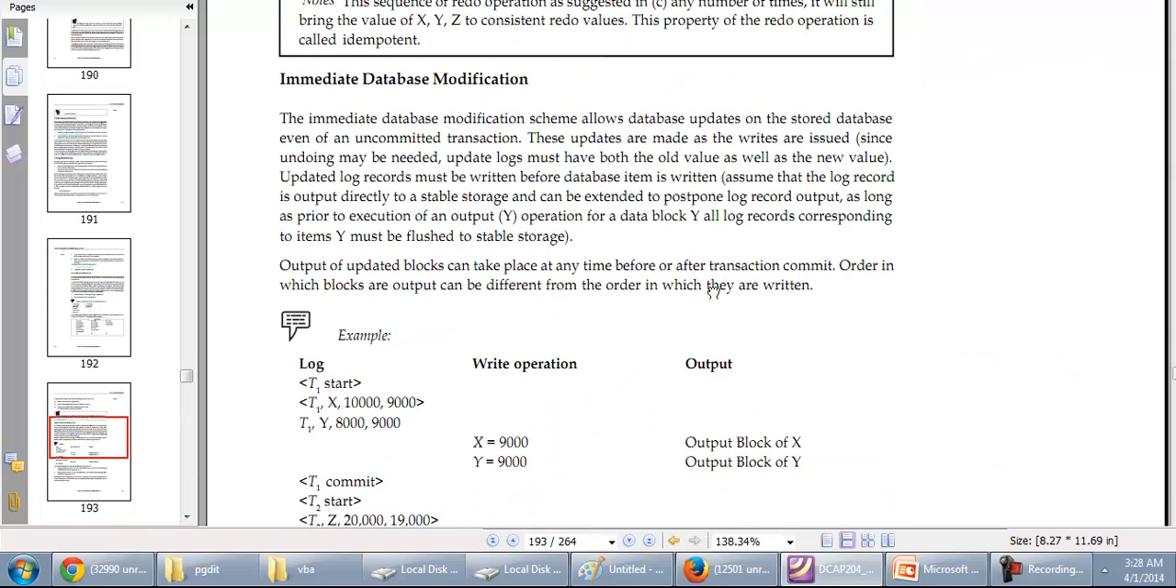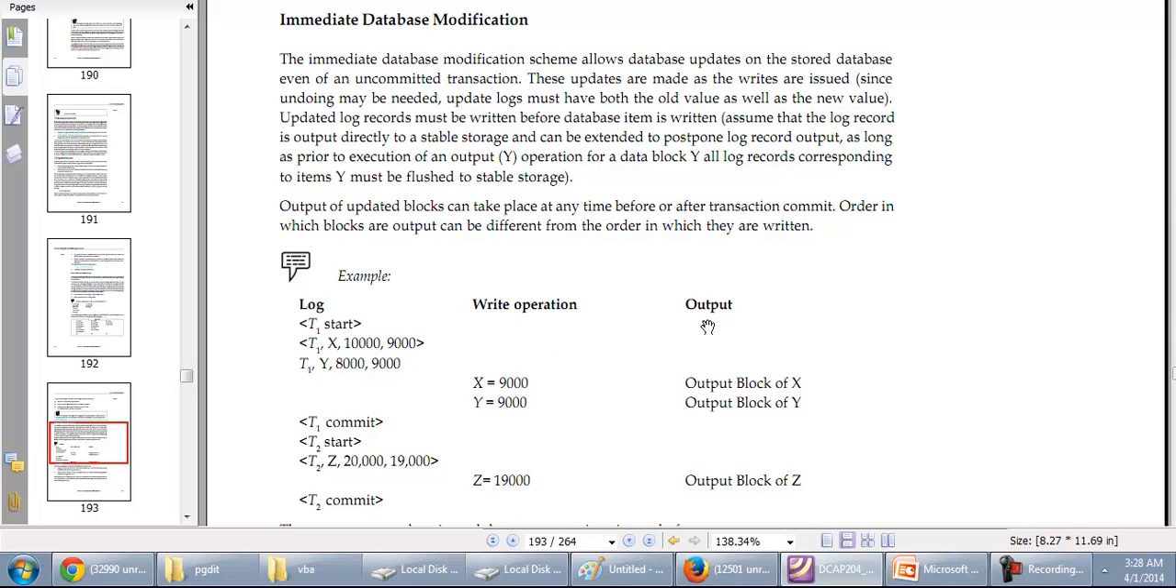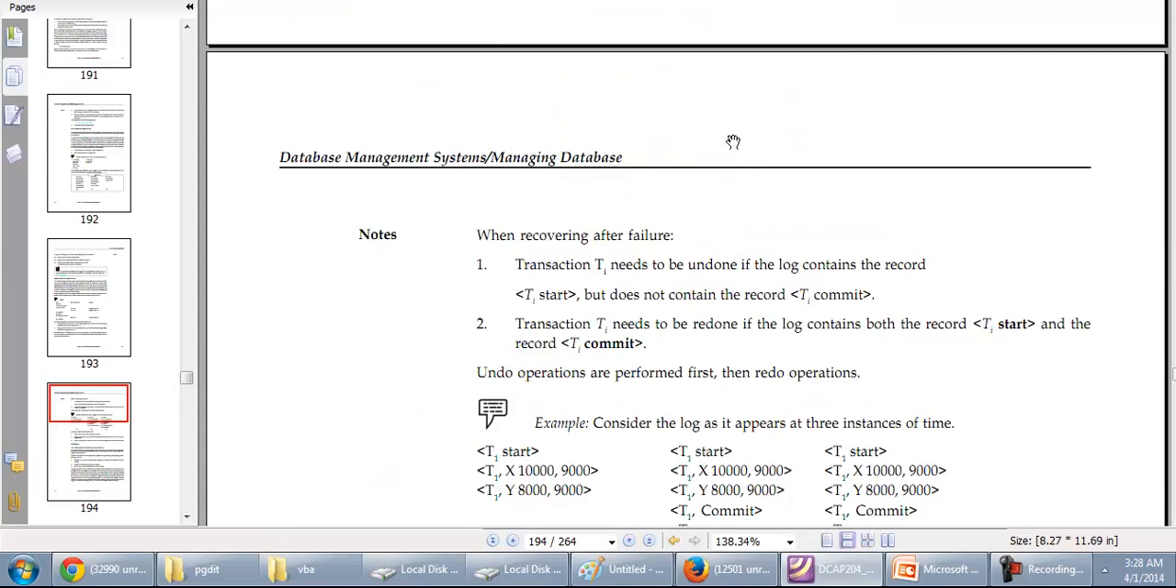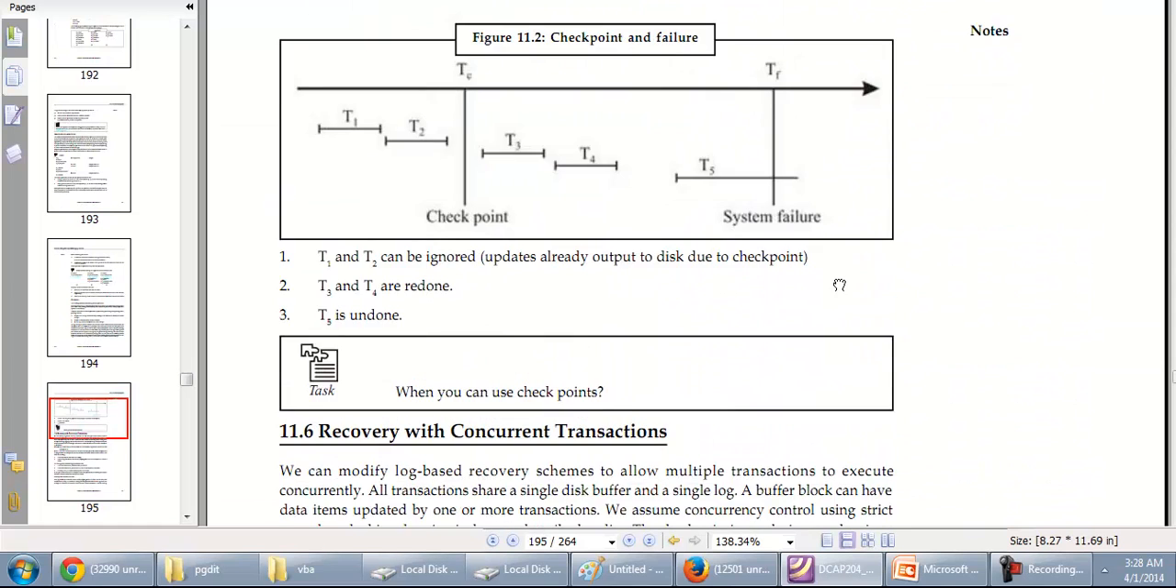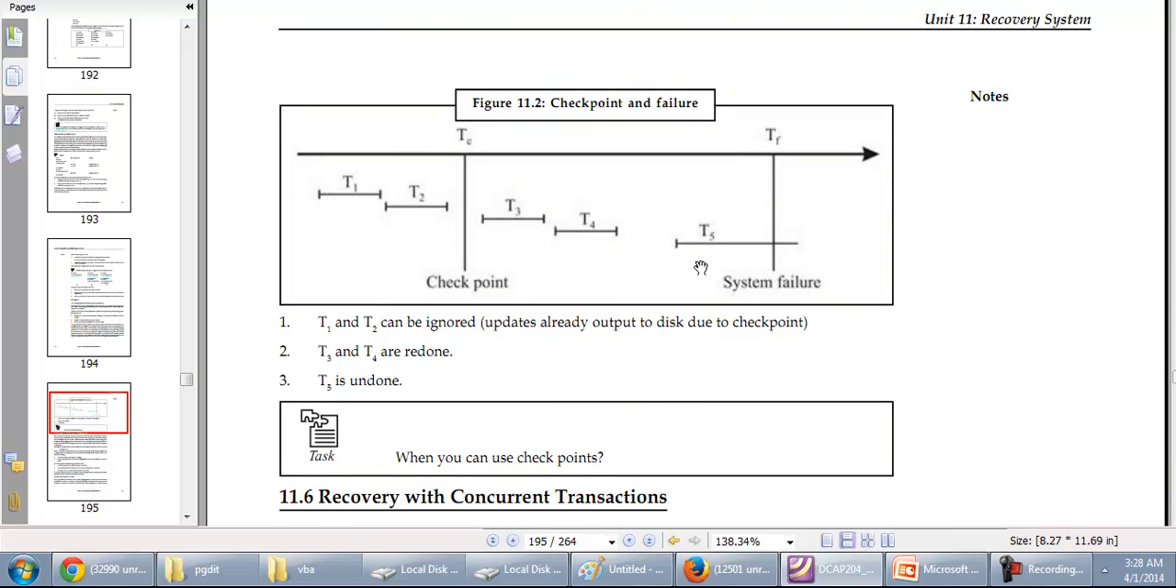Redo. Immediate database modification. The immediate database modification scheme allows updates to the stored database even before the transaction commits. These updates are made right away, since undoing may be needed. Then we have checkpoints. We'll ignore this, but the checkpoint for a failure is like a checkpoint for system failure.